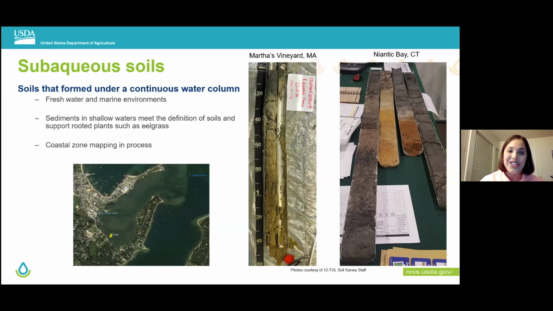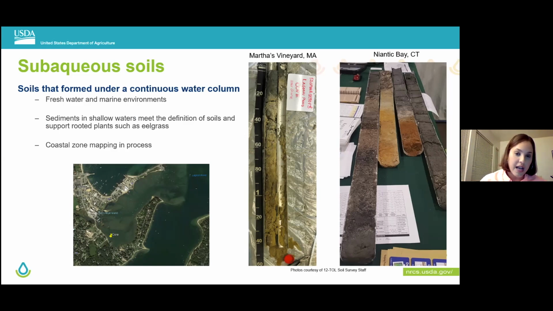Those sediments in shallow waters meet the definition of soils because they support rooted plants. In these cases, it's mostly eelgrass, but if eelgrass is growing there, then you can call it soil. Yes, it is underwater. It's very unusual, but it's soil, and we're working with it. Right now, we are mapping, and when I say we as an agency, NRCS, we're mapping coastal zones all over the United States and Puerto Rico, and it's a project ongoing.